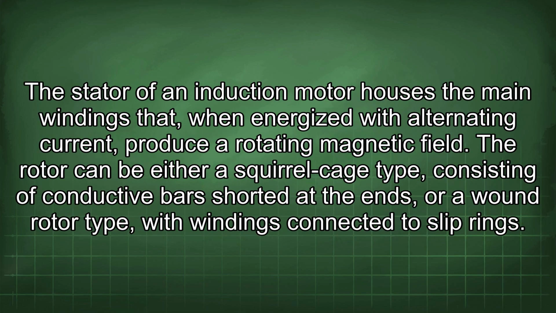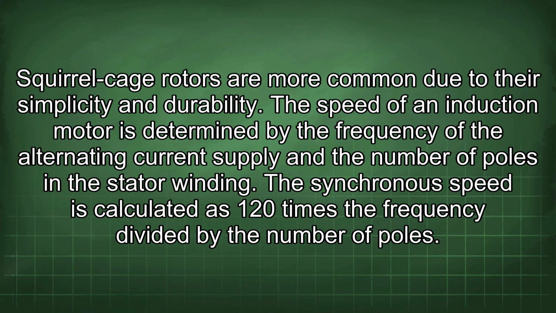The stator of an induction motor houses the main windings that, when energized with alternating current, produce a rotating magnetic field. The rotor can be either a squirrel cage type, consisting of conductive bars shorted at the ends, or a wound rotor type, with windings connected to slip rings. Squirrel cage rotors are more common due to their simplicity and durability.